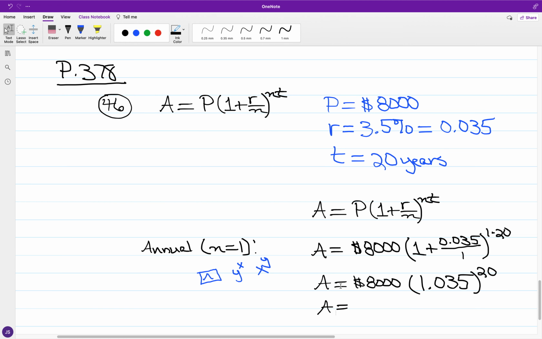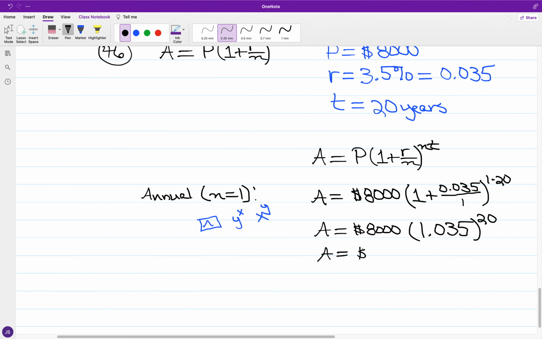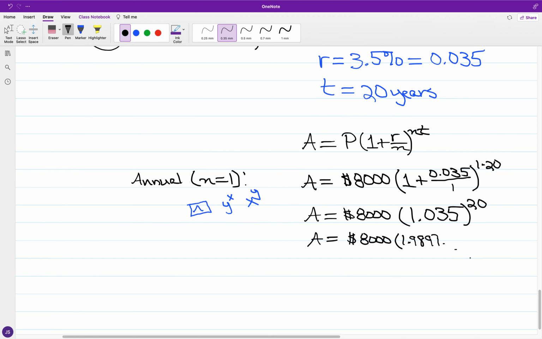Looking at what we have concerning 1.035 to the 20th. Let's see, get my calculator. Okay, so 1.035 to the 20th. You have a number that's going to be just under 2. Among the first digits, we have 1.9897.